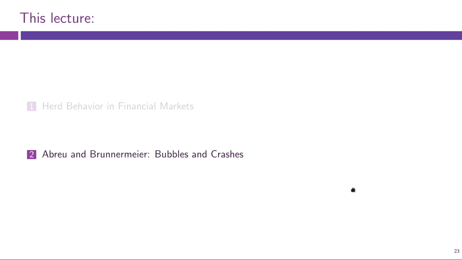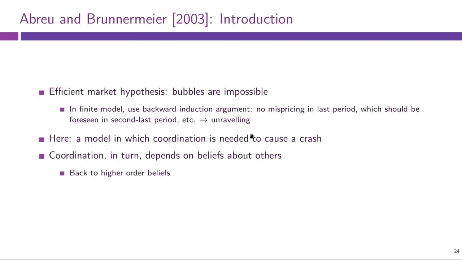But we will move on to our second big model of the day. This time it's not a class of models, but just one model. It'll be by Abreu and Brunnermeier from 2003. And it will also deal with failure to aggregate information, but this one will also rely on higher order beliefs, just like Kondor's model from last week. So it starts by setting up a straw man and beating it, and says that in classical economics, bubbles are impossible because of the backwards induction argument.